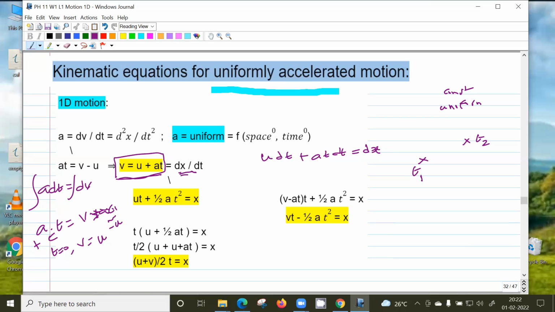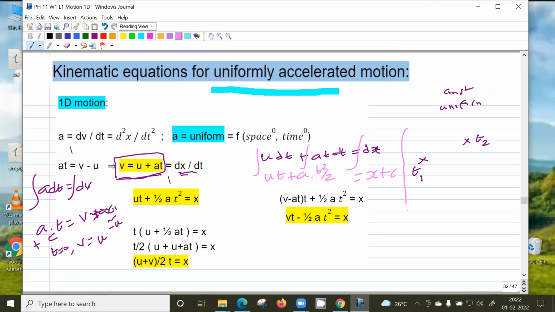Now how will you find x? I have to integrate both sides, right? So if you integrate both the sides, this will become x plus some constant, and u is the initial velocity, right? It's a constant, it's not changing with time. So it'll become ut. And the integral of t is what? t squared by 2.